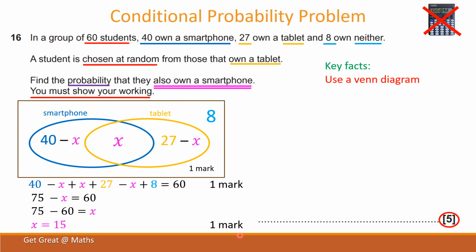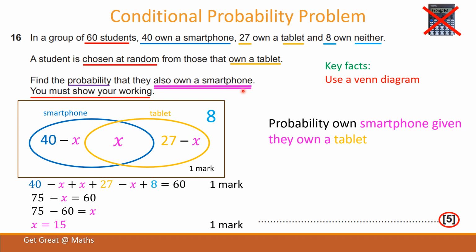Now we've got to work out what the question is asking us to do. So we want to know the probability that people who own a tablet also own a smartphone. So this is what we've got to find, the probability. Now they own a tablet, so the people that own a tablet is in this yellow section here, and there are 27 people, it tells us up in the question, who own a tablet. So our probability is going to be out of 27.